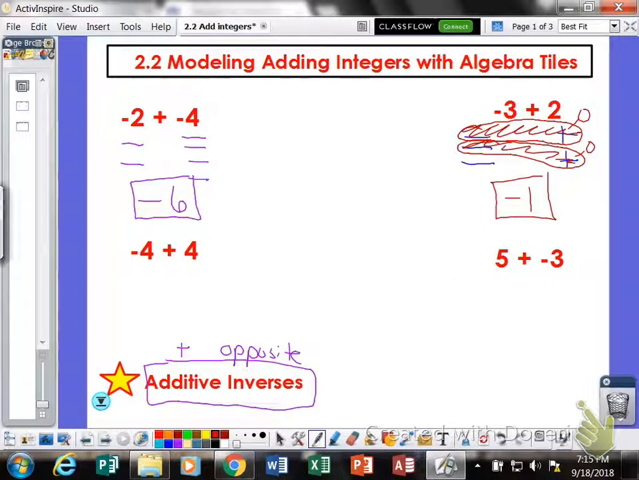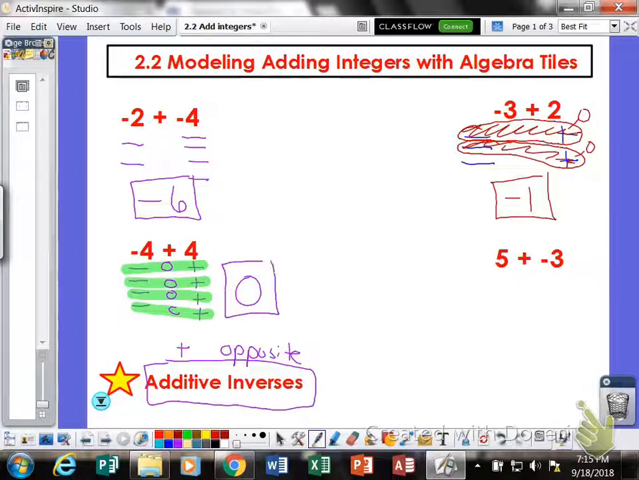All right, for the next one, I have 1, 2, 3, 4 negatives, 1, 2, 3, 4 positives. And I know you're getting it now because you're going to see that opposites, opposites, opposites, opposites, they all cancel each other out. 0, 0, 0, 0. These are all zeros. So I have nothing. My final answer is 0.